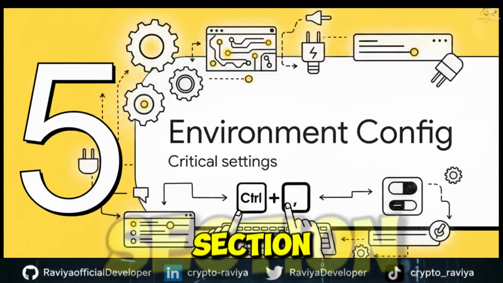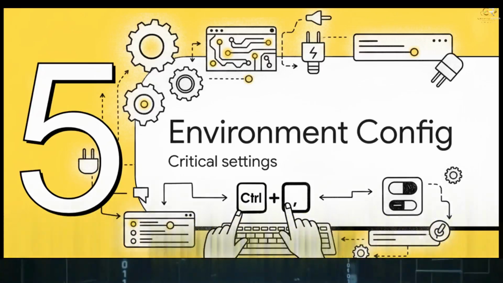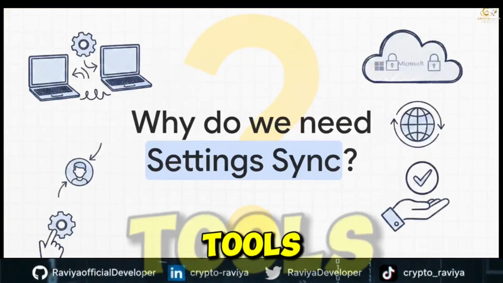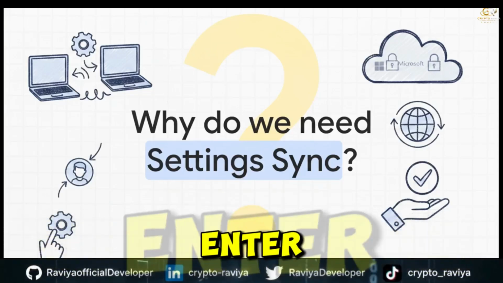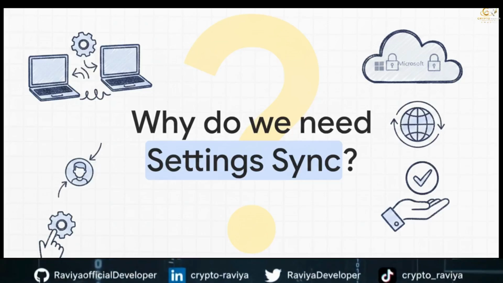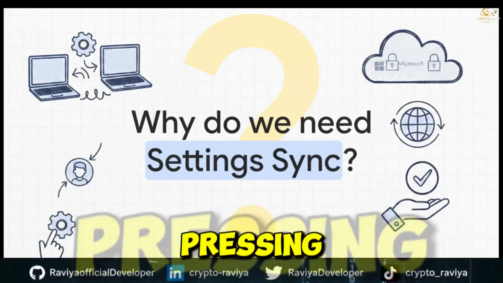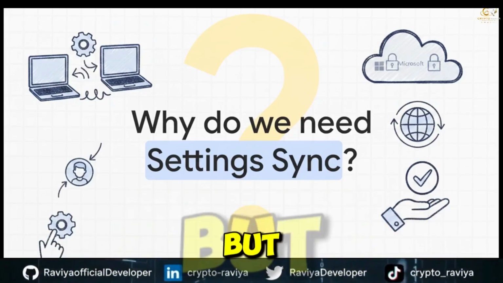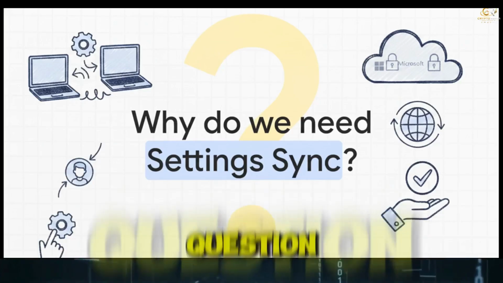And that brings us to Section 5, Critical Environment Configurations. We've got our tools, we've got our extensions. Now we enter the final stage, customizing the actual ergonomics of our workspace. You can jump into your settings anytime by pressing Ctrl plus the comma key. But before we tweak anything, I have a quick question for you.